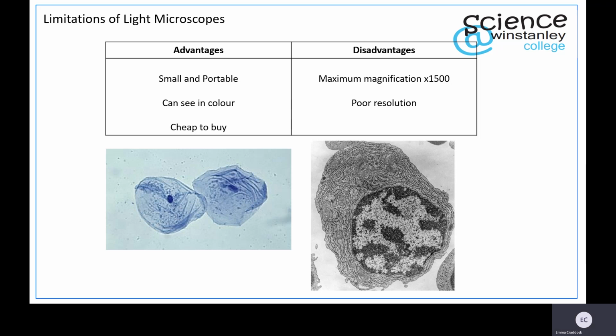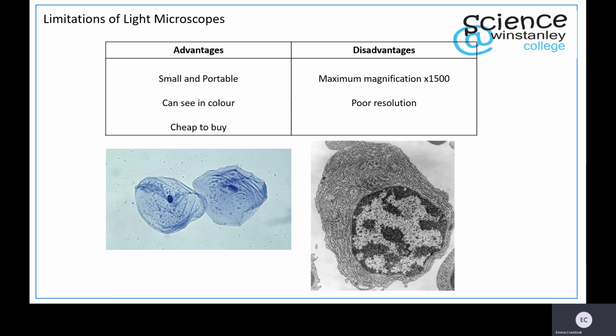However, light microscopes have limitations. So the advantages are they are small and portable, you can see in colour, it doesn't kill live organisms so you can see them, and they are cheap to buy. Whereas the disadvantages are it only has a relatively small magnification of times 1500 and a poor resolution.